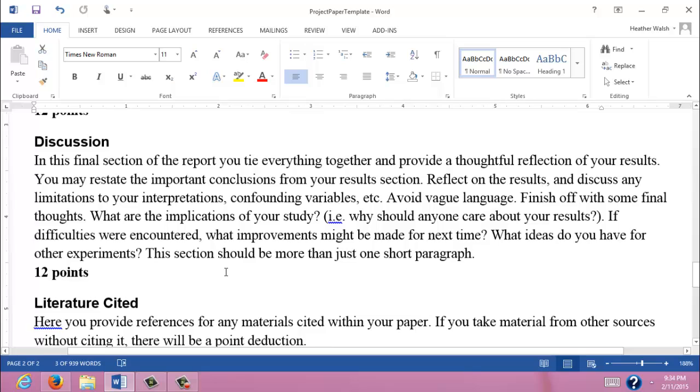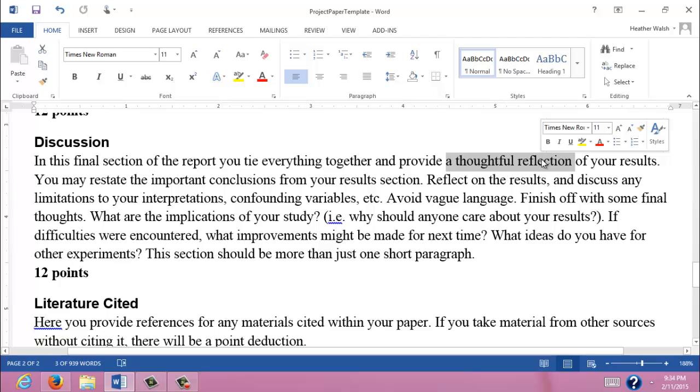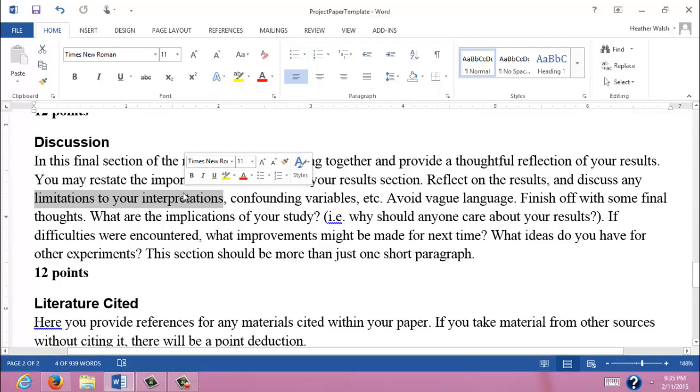And in the discussion, other than the abstract, I think it's the most difficult part to write, because you need a thoughtful reflection. You need to discuss your error. You need to say what happens to your end results due to this error. So, are there any limitations to your interpretations? For example, salicylic acid decomposes into acetic acid also.